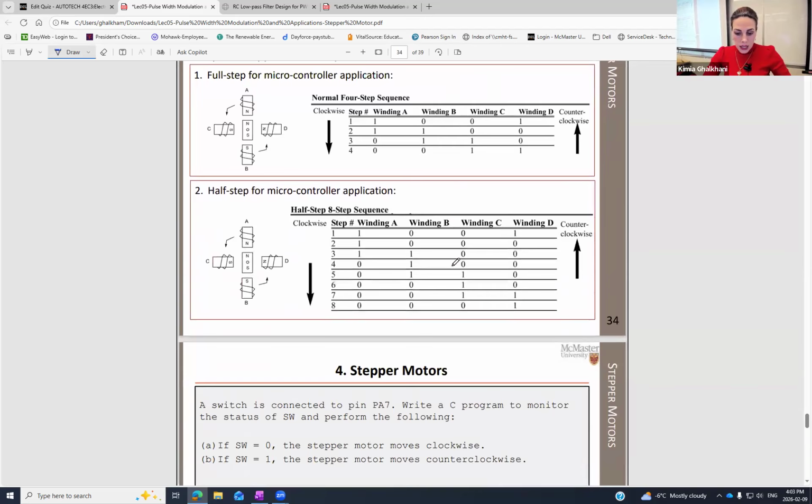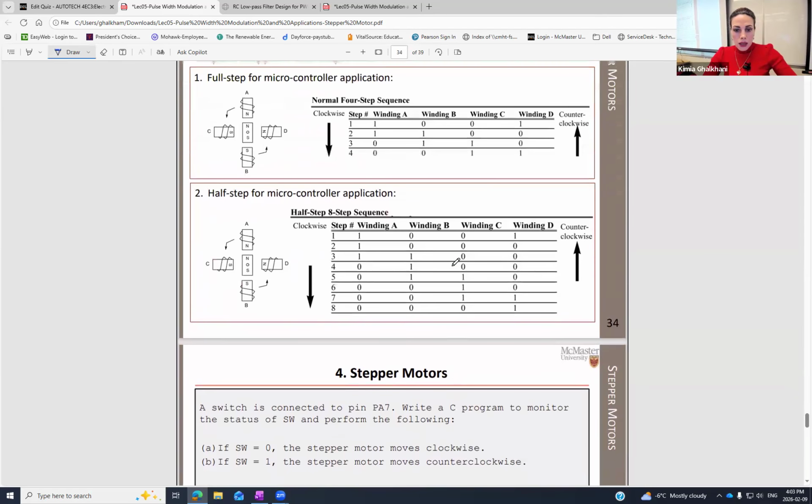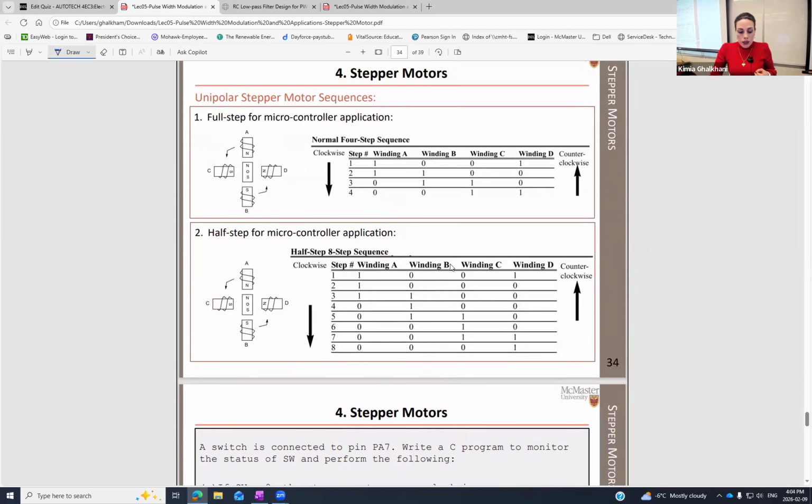So next, this slide is really helping you to understand the full steps for the microcontroller. This is easy to understand. So if you have A, B, C, and D, it simply means in here you do have 2 pole, 2 phase. 2 pole means north and south, and then you have 4 phase. 2 phase means this is 1 phase and this is 1 phase. So you have 2 pole and 2 phase.